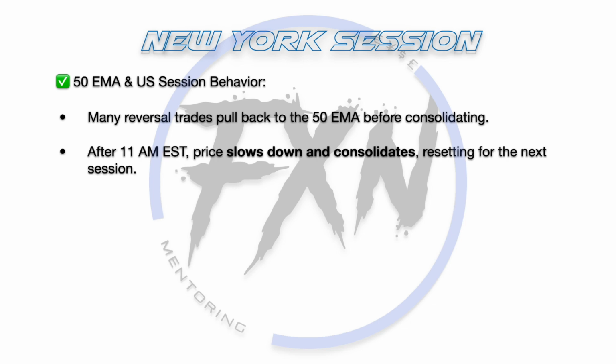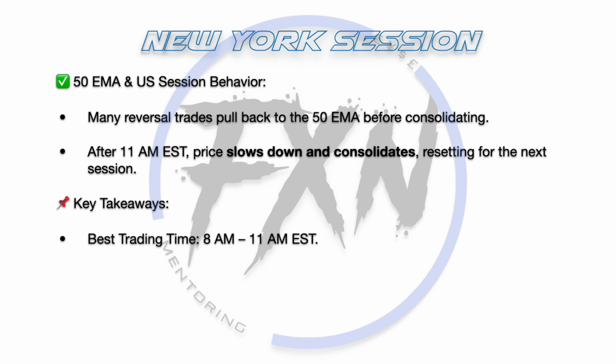The first thing is, if price pulls back to the 50 EMA and rejects it, expect a continuation move. If price sits at the 50 EMA and slows down, expect consolidation. If price breaks the 50 EMA aggressively, a deeper reversal may be starting. Most reversal trades in the US session touch the 50 EMA before consolidating. After 11 a.m. Eastern Time, volume drops and price tends to slow down for the rest of the day. So the 50 EMA is a crucial tool in the US session. Use it to confirm reversals and avoid bad trades.